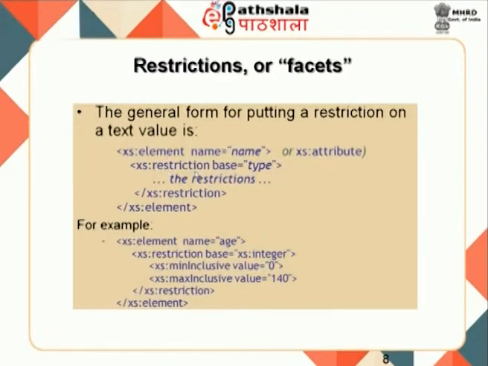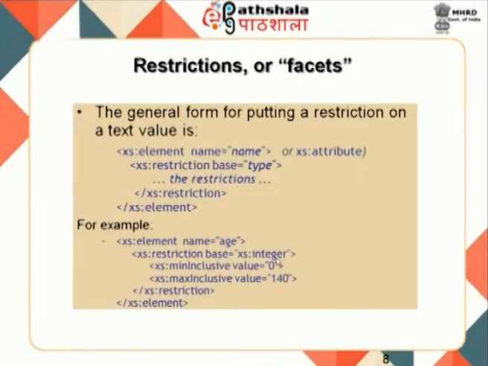We will put a restriction. So, use the keyword called restriction, and you will say what the base type is. It can be basic primitive types that are defined in the XML schema types, and here are the restrictions. So, now with an example you can see that the name of the element is age, and you put a restriction.